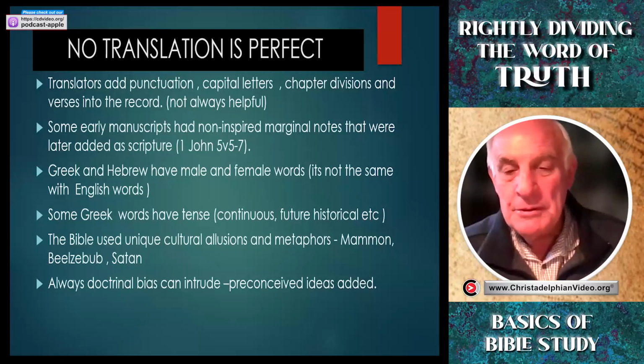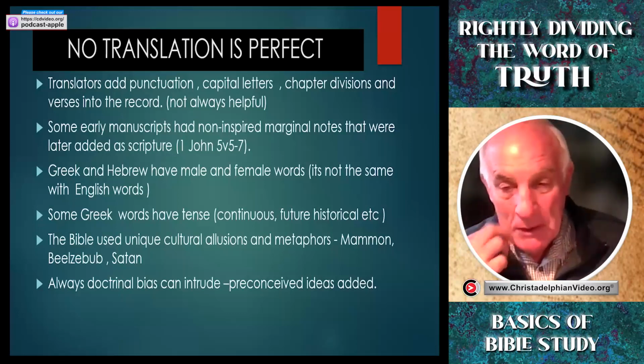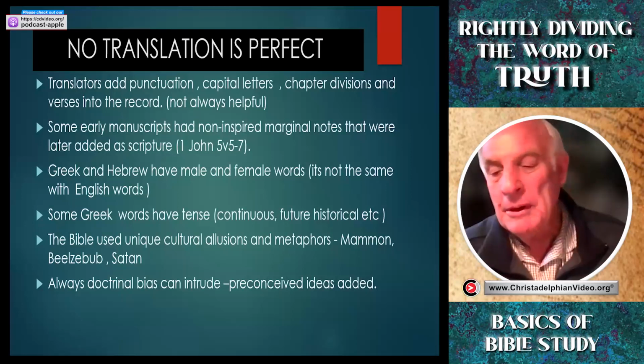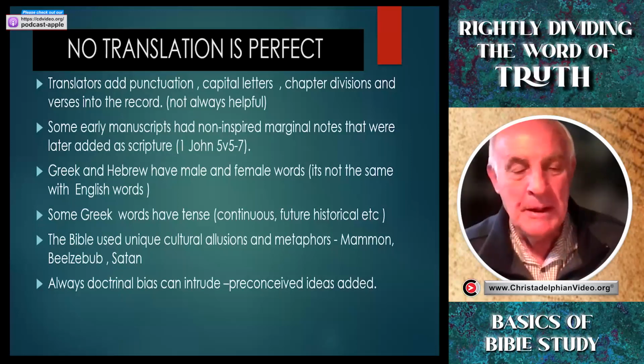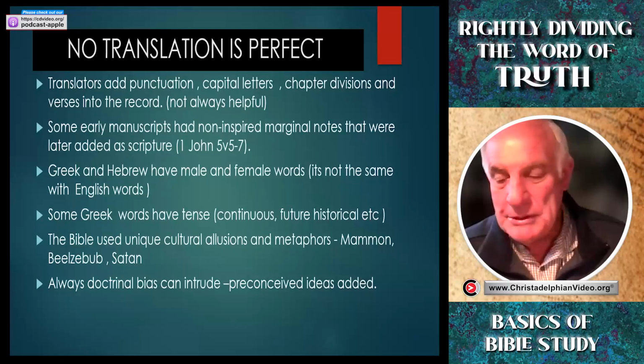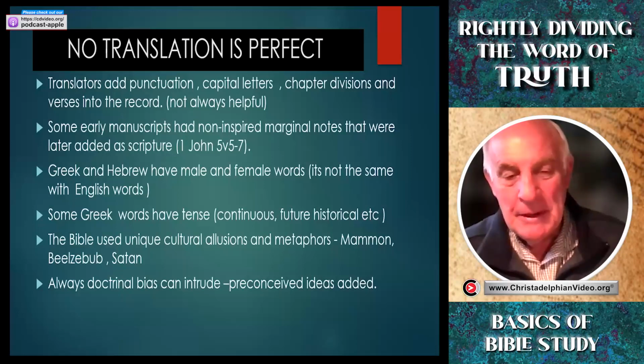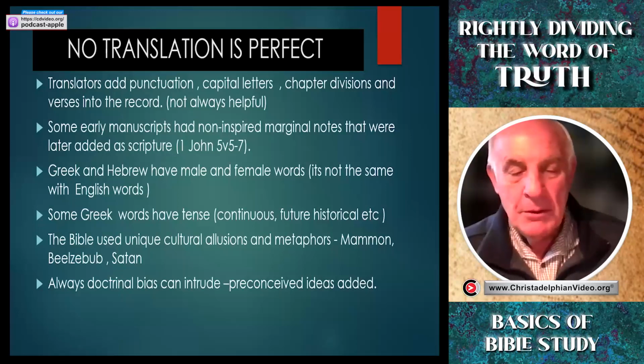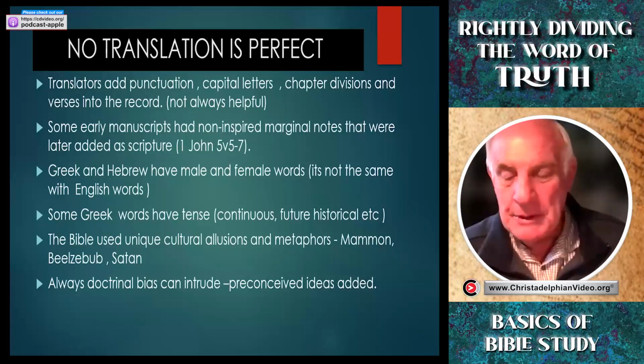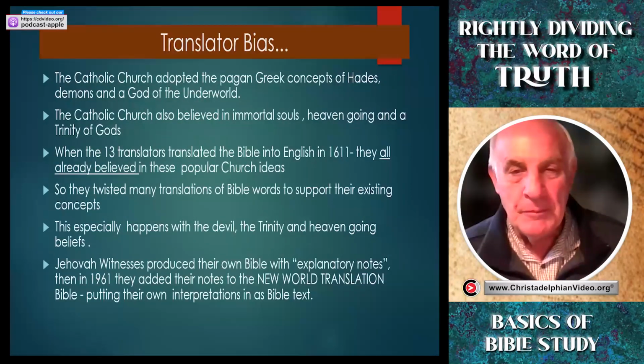There are many cultural allusions and metaphors which the Bible has, which were local to the area, such as Mammon and Beelzebub, who were local gods of Syria and the Philistines, and the Hebrew word Satan, which was a very common word in the Hebrew language, which is used very commonly in the Bible. But sadly, in some Bibles, it's had a capital S put on it as the name of a supposed devil. So doctrinal bias can always intrude, and that's when preconceived ideas are put into the translation.